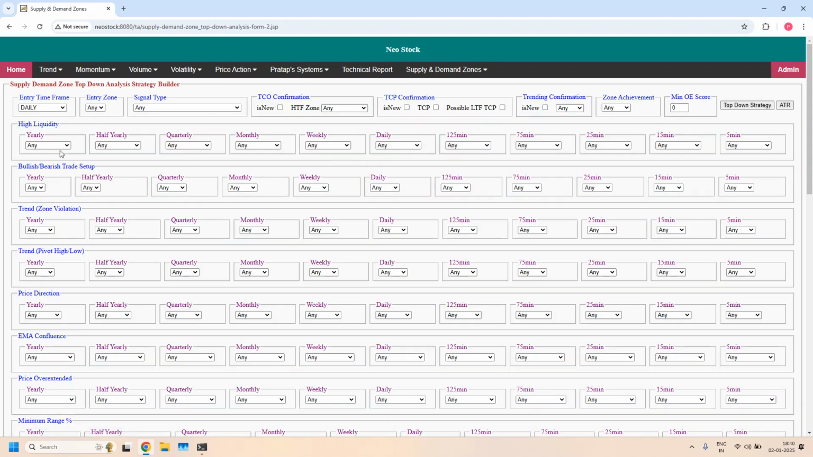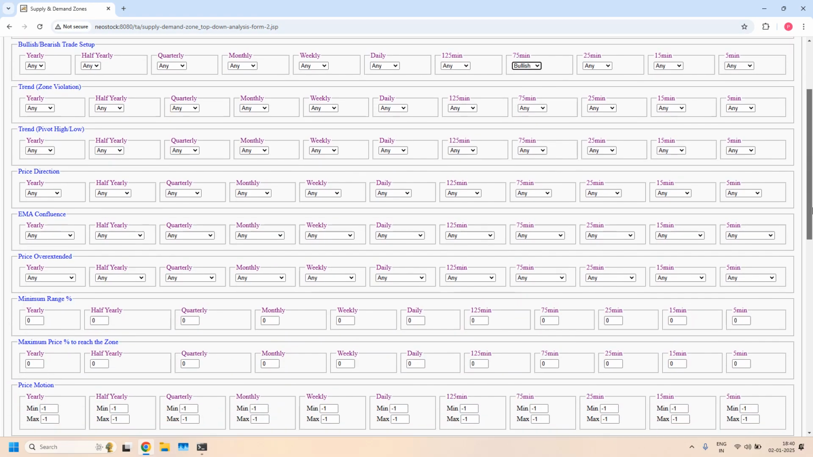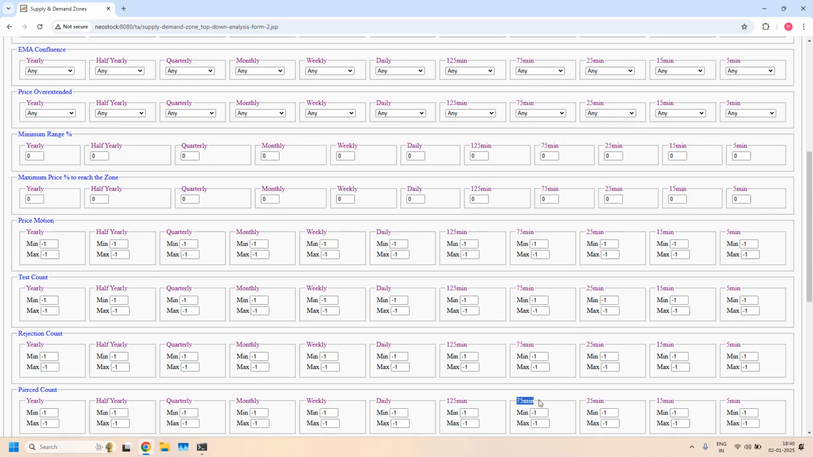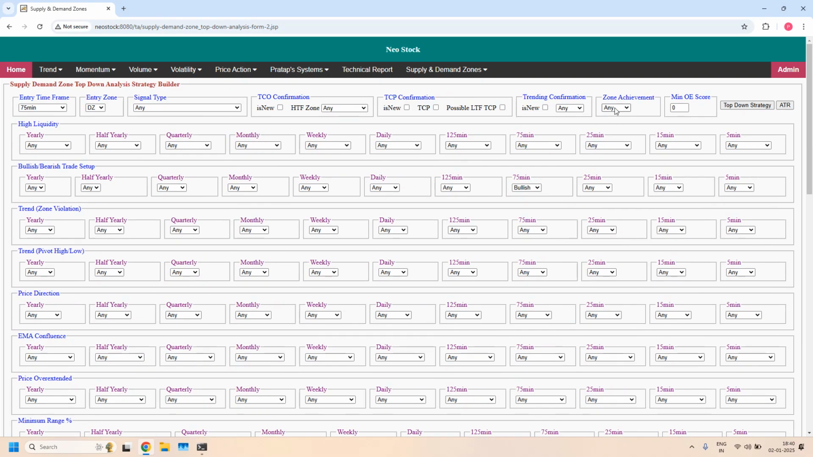Next, bullish trade setup for weekly income trade. Entry time frame 75 minutes. Entry zone demand zone. In bullish or bearish trade setup at 75 minutes, I am selecting bullish. This 75 minutes demand zone should not be pierced. So at 75 minutes time frame, I am setting minimum value 0, maximum value 0 for pierced count. Zone achievement VOZ, minimum odd enhancer score 12. All 3 filters are applied to 75 minutes demand zone.